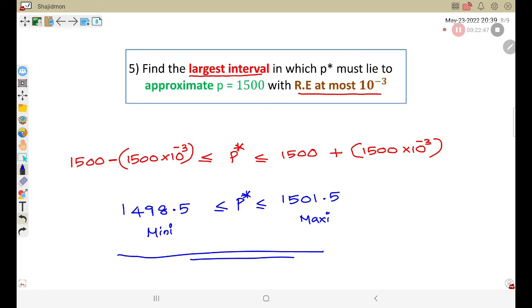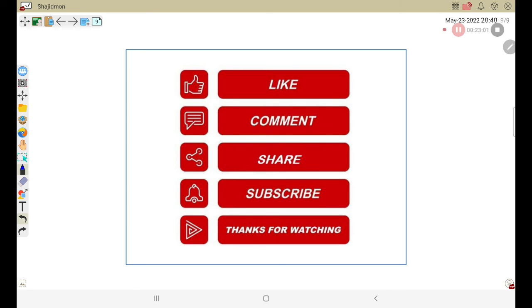Hope you understood the idea of how to write it in one step also. When we are doing exams, we can write all these steps, but in the short way we can check our answer like this. So I hope you understood the idea from section 1.6 of how to approximate by considering the error number, the relative error, the minimum and maximum, and the largest interval in which P star must lie to approximate P with the error considered.